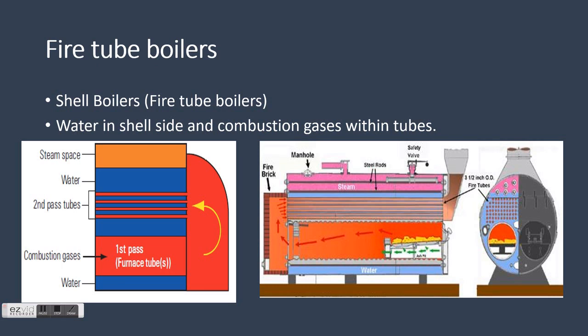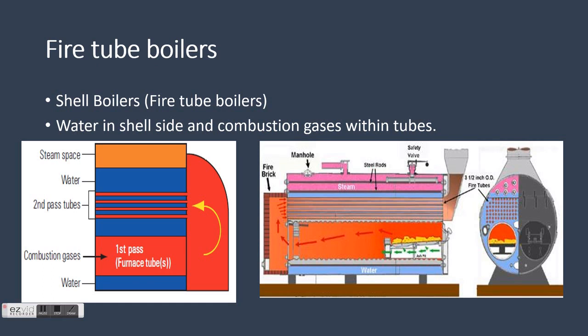In fire tube boilers, water is circulated on the shell side and combustion gas is within the tubes. Fire tube boilers contain long steel tubes through which the hot gases from a furnace pass and around which the water to be converted to steam circulates.